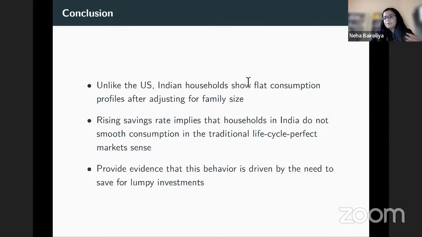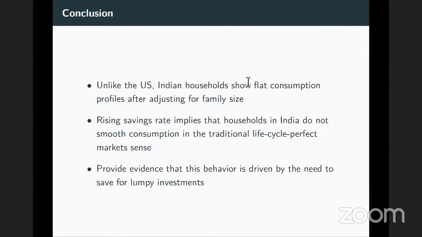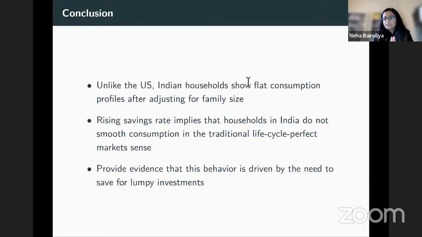So with that, I'm going to end my discussion of the paper, but just to give you a summary, something to take home with you. What do we do in this paper? What do we find, and what do we think is very interesting and important? We find that unlike the US households, Indian households show a flat consumption when we adjust for family size. And like I said, it seems like a super robust finding. It doesn't seem to be driven by lack of income growth, because Indian households do observe a lot of growth in income. And there is, in fact, a substantial rise in savings rate over the life cycle.